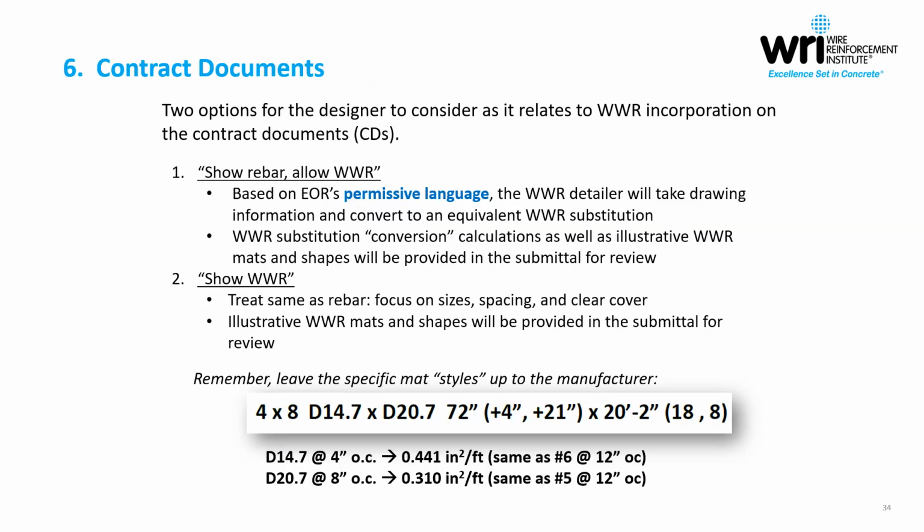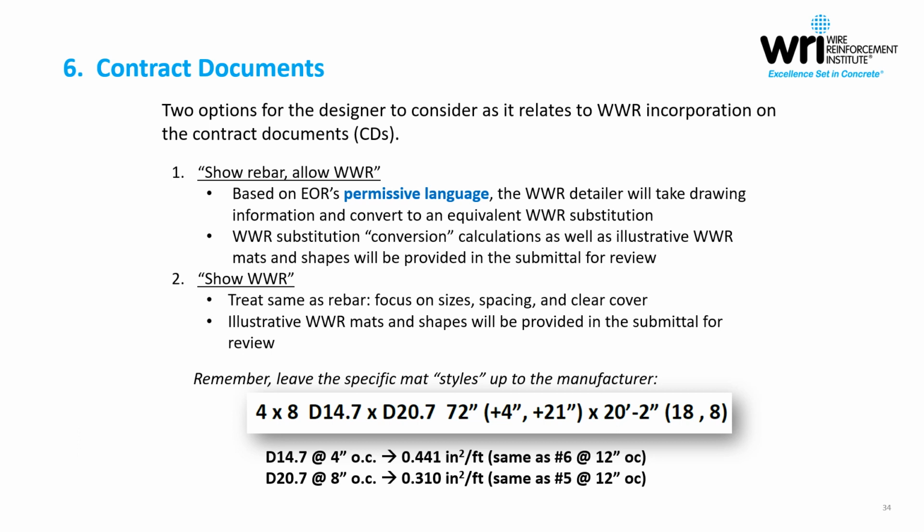So with the design example completed, we want to jump into the type of information that would show up on the contract documents. There are really two very simple options. The first option would be for the engineer to show rebar and allow welded wire reinforcement as kind of a pre-approved equivalent. In doing this, the engineer of record would include permissive language, and the welded wire reinforcement detailer would in turn take the drawing information and convert an equivalent welded wire reinforcement substitution.